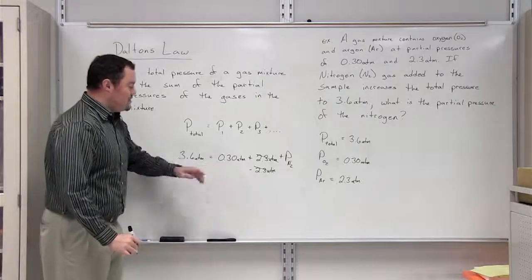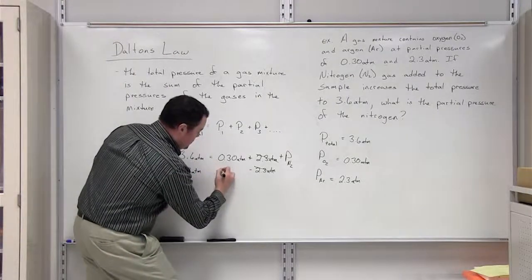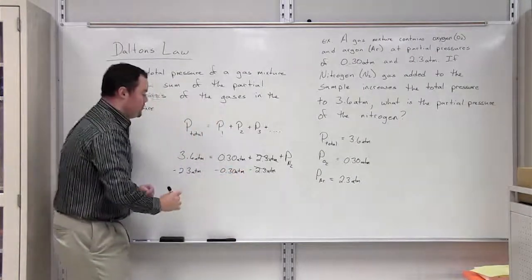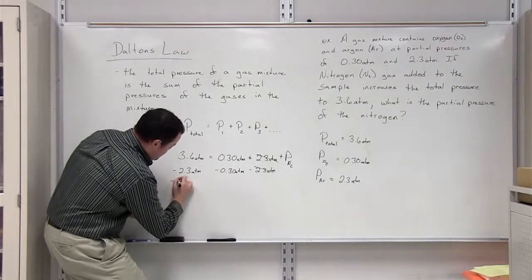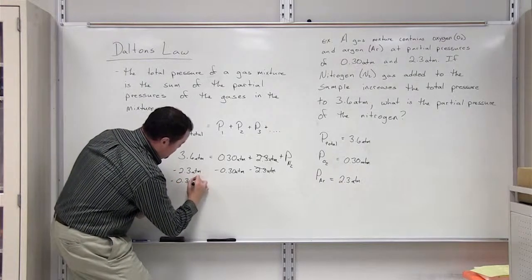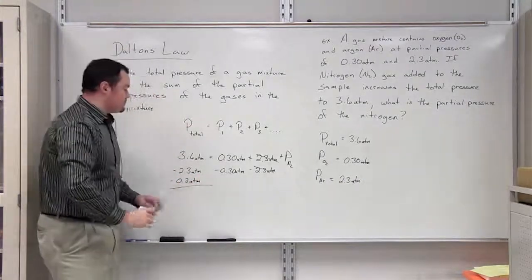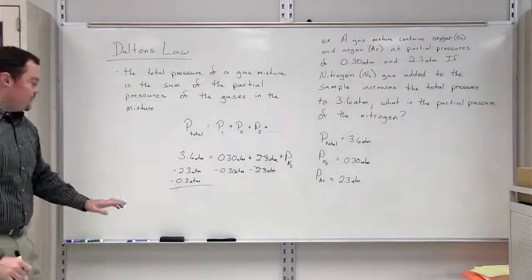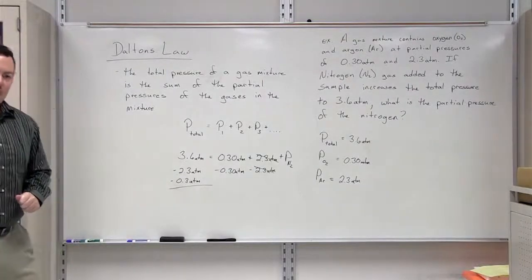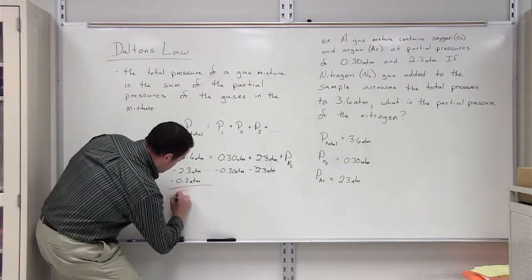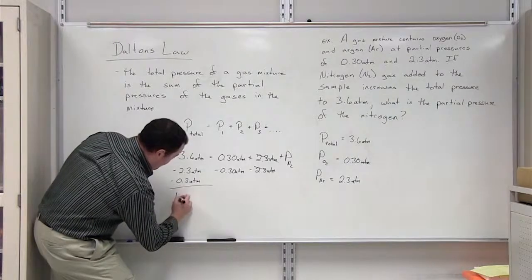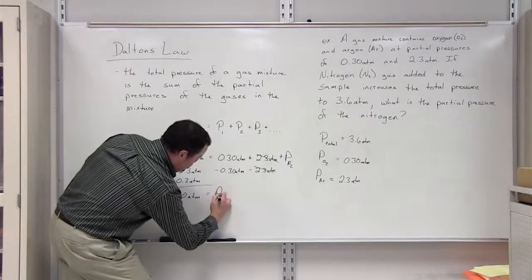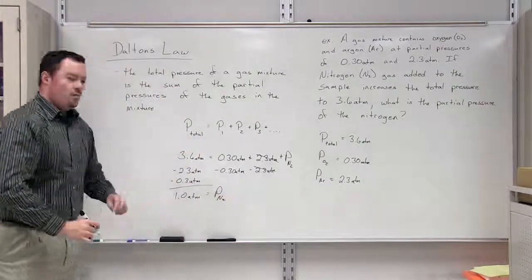We're going to do the same thing with the 0.3 atmospheres. We subtract it from the right side. We subtract it from the left side. Whenever we take our 3.6 and we subtract 2.3, and then we subtract 0.3, our partial pressure of our nitrogen is equal to 1 atmosphere.